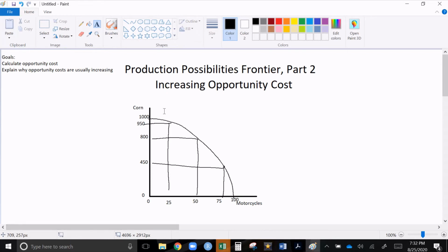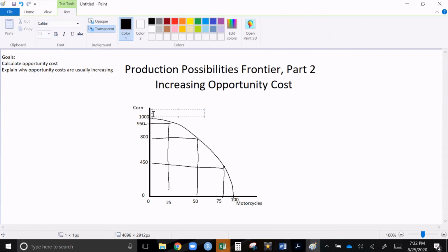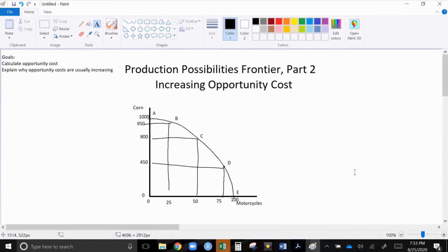Let's label some of these points also. We'll call this one, the 1,000 and 0, point A. The 950 and 25, we'll call point B. The 800 and 50, we'll call point C. The 450 and 75, we'll call point D. And the 0 and 100, we'll call point E.